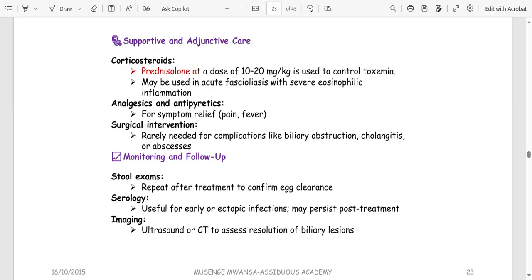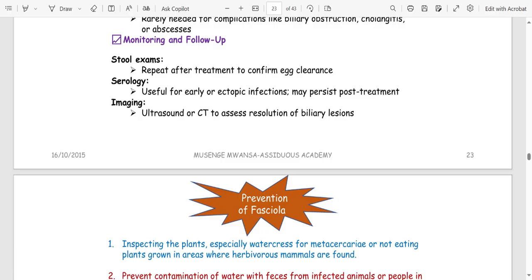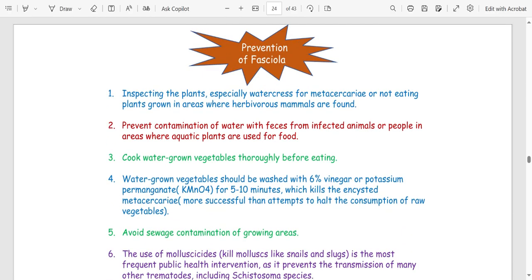So this is basically to help in inflammation because corticosteroids are anti-inflammatory drugs like prednisolone. If there is pain, remember we said there's going to be right upper quadrant pain, so you can also give drugs to help with the pain. And we said also there might be fever, so we can give drugs to help with the fever. So analgesics and antipyretics. You can do a surgical intervention, and it's rare, if there are complications like obstruction of the biliary tract, cholangitis, inflammation of this biliary tract.